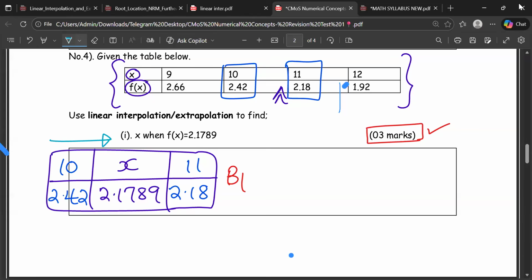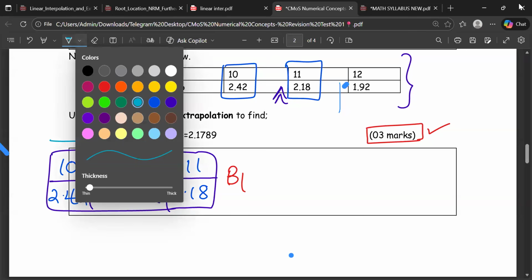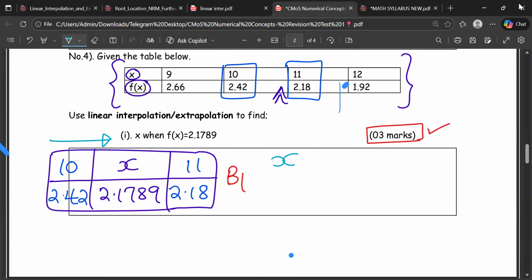But remember, the first value you write should be the unknown. So the unknown is X. So I'll write X first. Then I ask myself, which direction are we taking? This direction. Then I'll say X minus 11. That is the only option.